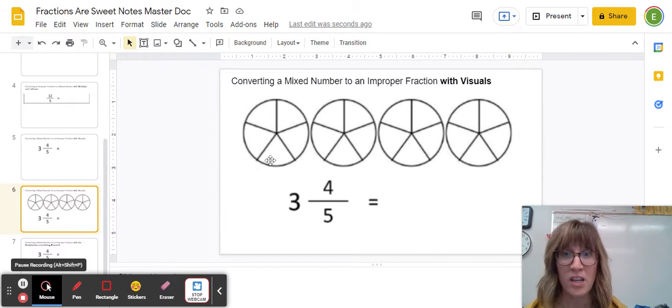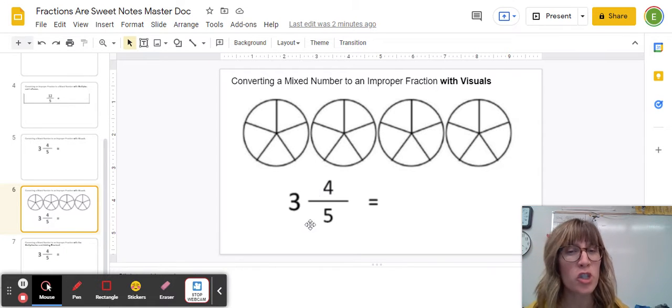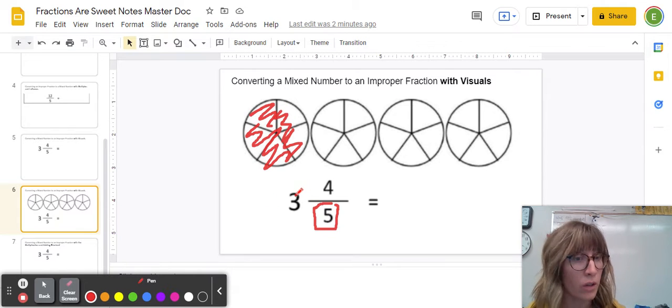So if we go ahead and create this visual, it can help us interpret what is happening. So we have 3 wholes and 4/5 left over, right? Or 3 wholes and 4/5. So what that tells us is that our pies, if you will, are going to be cut up into 5 parts, right? Because it's going to take 5 of these to create one whole. So if we color in 5 of them, it will get us a whole.